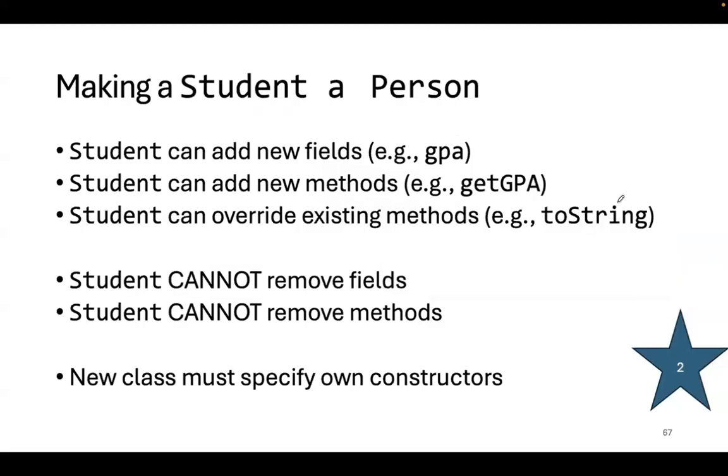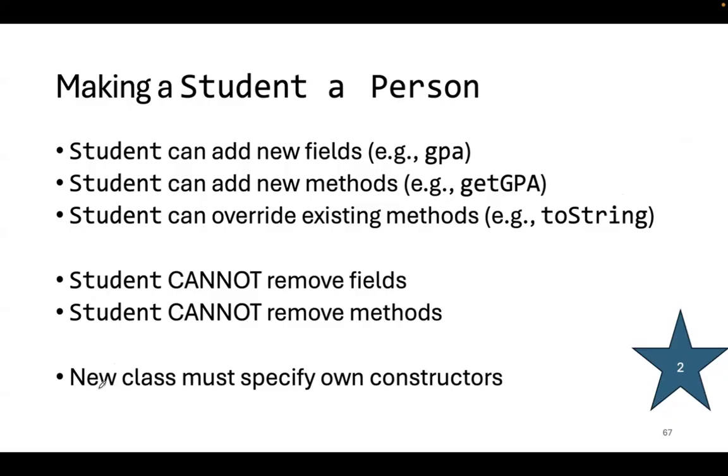Okay, so student can add new fields, can add new methods, can override existing methods like toString. We've overridden it to say, you don't do that now, now you do this. We cannot remove fields, we cannot remove methods. So the name, age, address, we can't just decide, no, I don't want a student to have an address. It's always going to have that. We cannot remove methods. So we can't say, oh, do away with get age. We don't need that anymore. And the new class has to specify its own constructors. So that's where our first error came from.